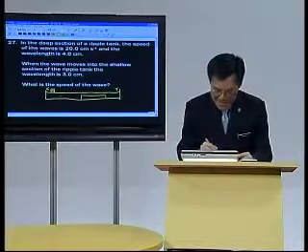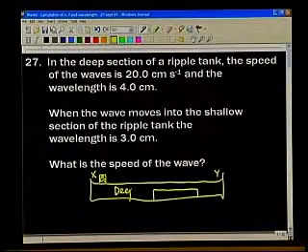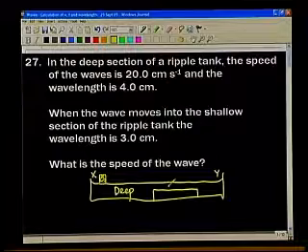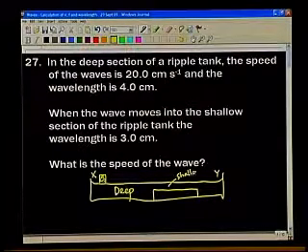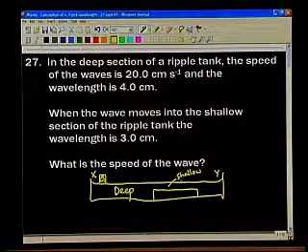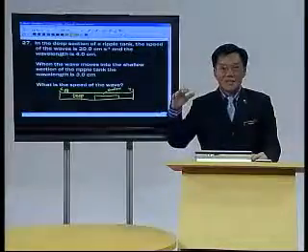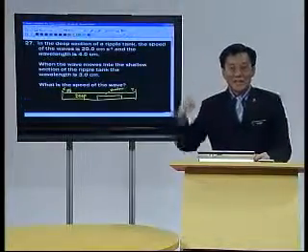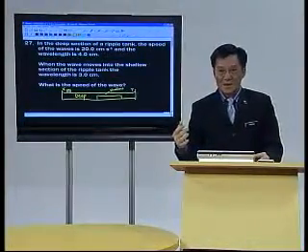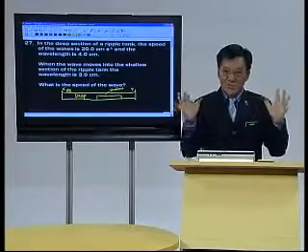So, from my little diagram, you know that this is the deep end, and this is the shallow section of the water. As we move from the deep end to the shallow end, there is a change in the wavelength. There is a change in the speed. So this will give you a good picture.